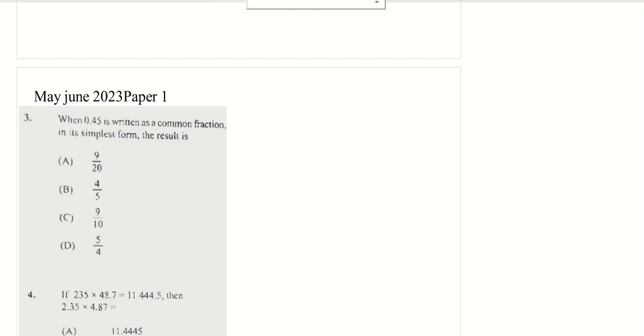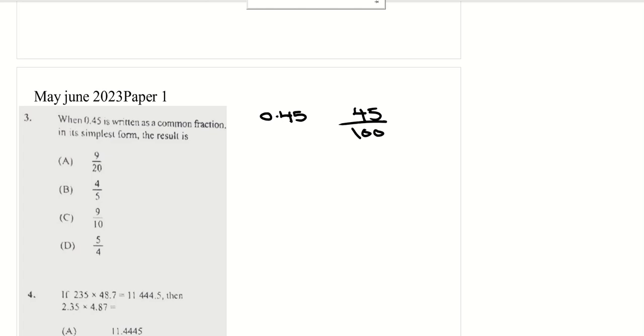Now, this is basically decimals to fractions. And what I told you guys is 0.45. What we do is your decimal point is counted as 1. So it'll be 45. Your decimal point is 1. And how many digits after your decimal point? 2. So it'll be with 2 zeros. So that's 45 over 100.